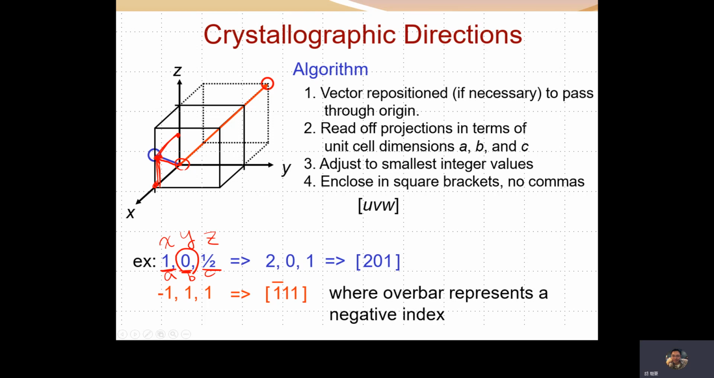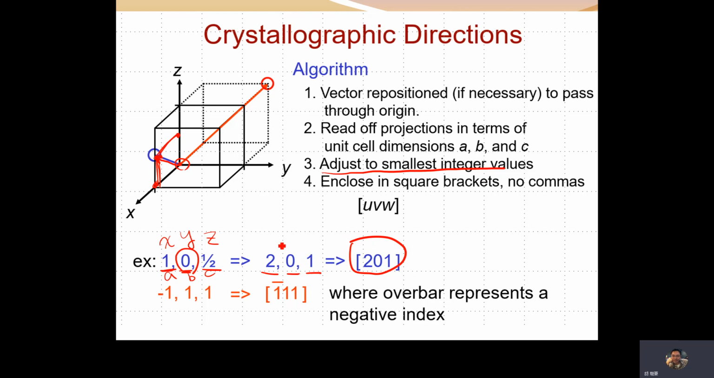There's no projection on that dimension. So therefore, we read out the projection 1, 0, and half, and then we adjust to the smallest integer volume. It's 2, 0, 1, and we use the square brackets. Therefore, we can define the blue vectors using the Miller indices.